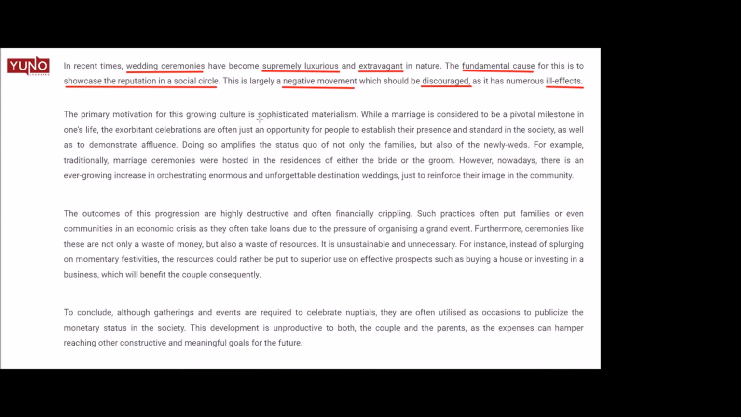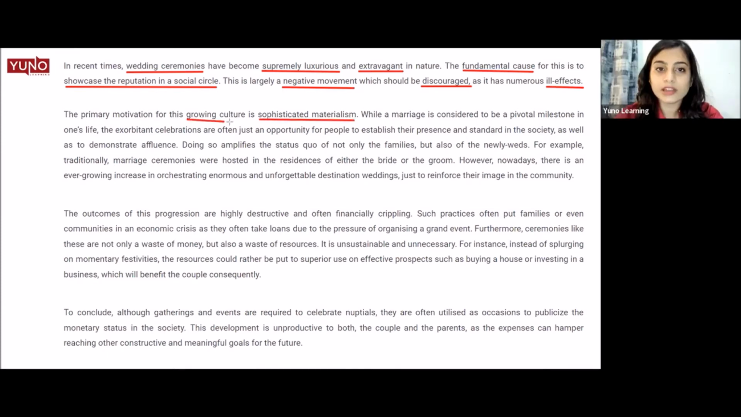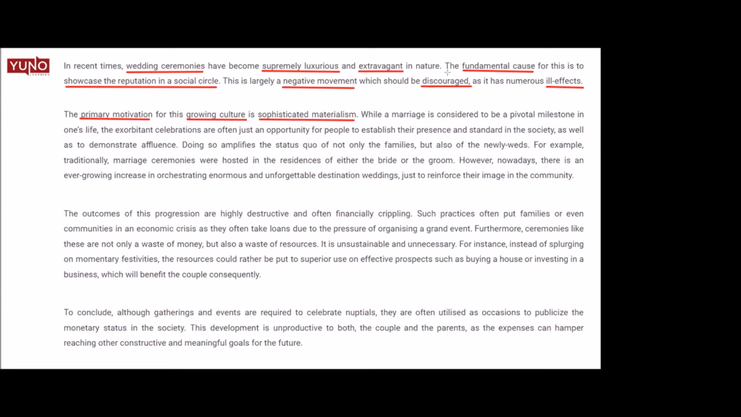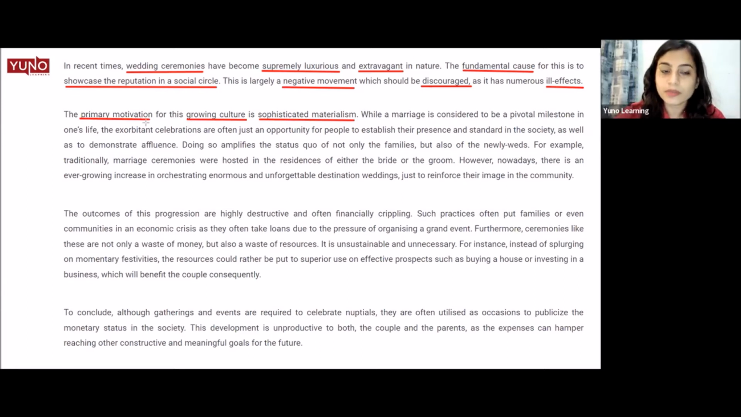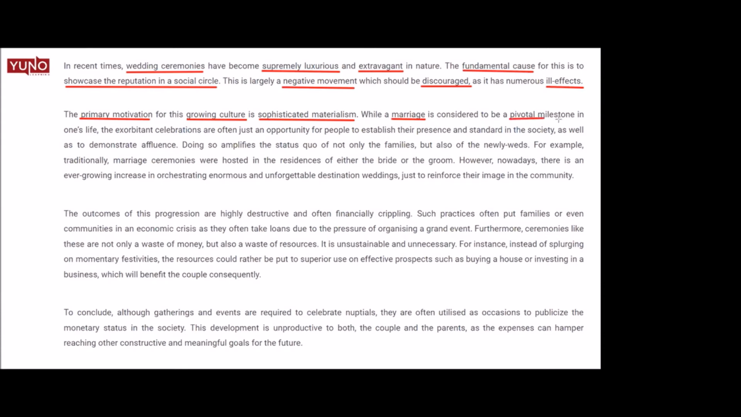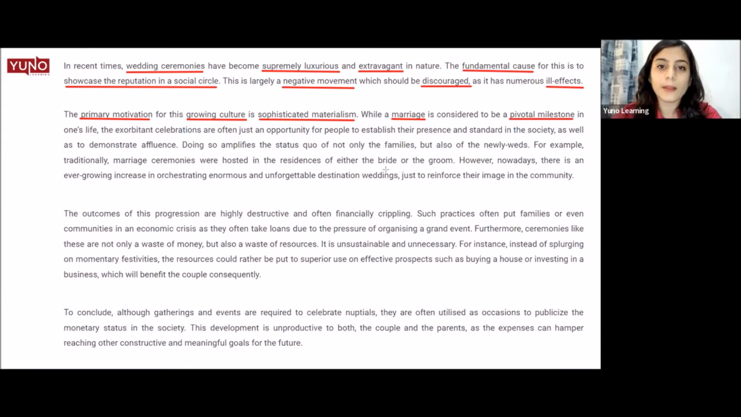Sophisticated materialism. Sophisticated materialism, yes. Growing culture, yes. Primary motivation, the main reason, the main cause, the fundamental cause, the primary motivation. So you can see that I'm constantly using synonyms to indicate the same meaning here and there. I don't want to repeat words. Therefore, I try to find alternative synonyms which mean the exact same thing, right? Next, let's move on. So now let's go here, marriage. An alternative word, the first time I'm using here. Then pivotal milestone. Pivotal milestone, yes. Exorbitant. Exorbitant celebrations, yes.